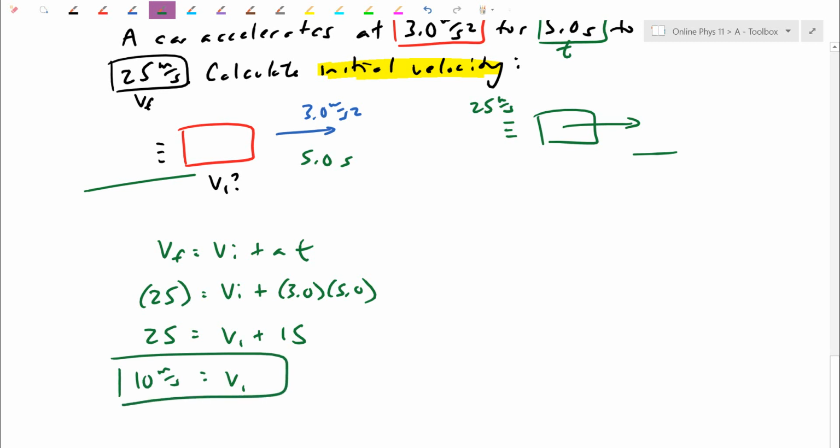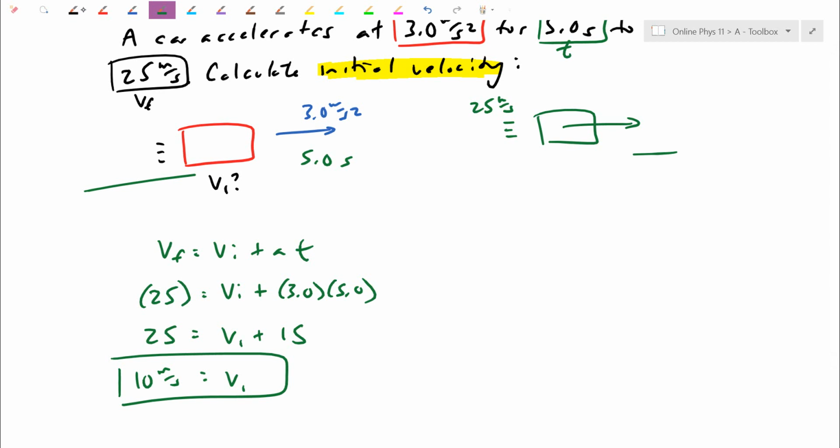So I actually need to be going already at 10 meters per second, so that if I speed up at 3 meters per second squared for 5 seconds of time, that's the only way I'm going to reach 25. If I actually started from rest, I would actually be starting too slow. If you just give me 5 seconds, I wouldn't quite have made it up to 25. I have to initially already be moving at 10 meters per second.